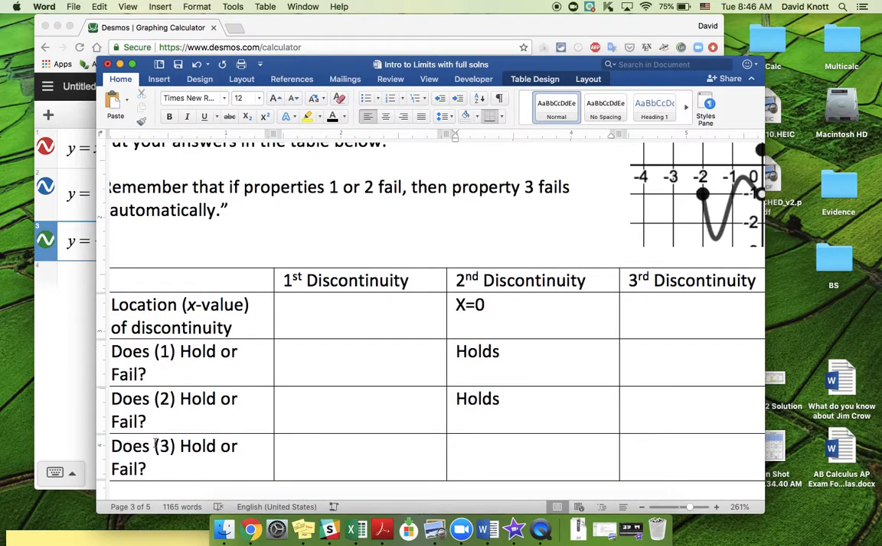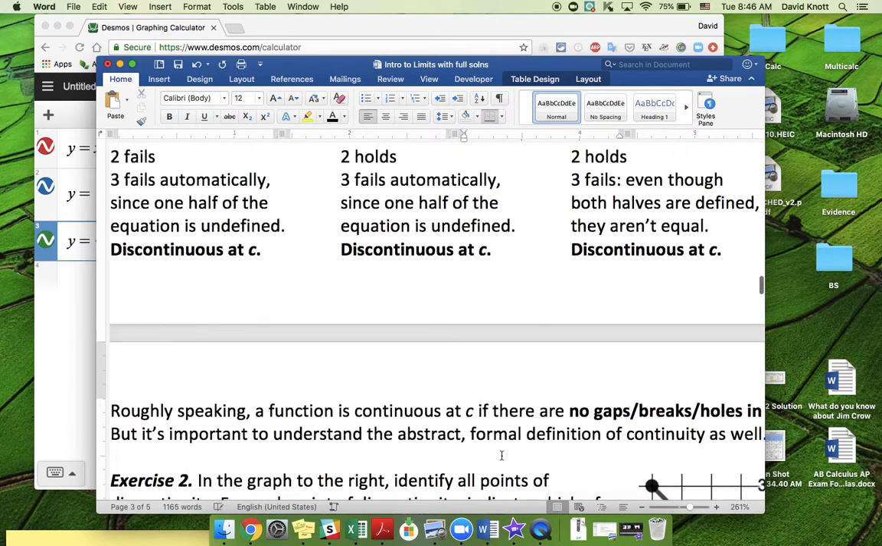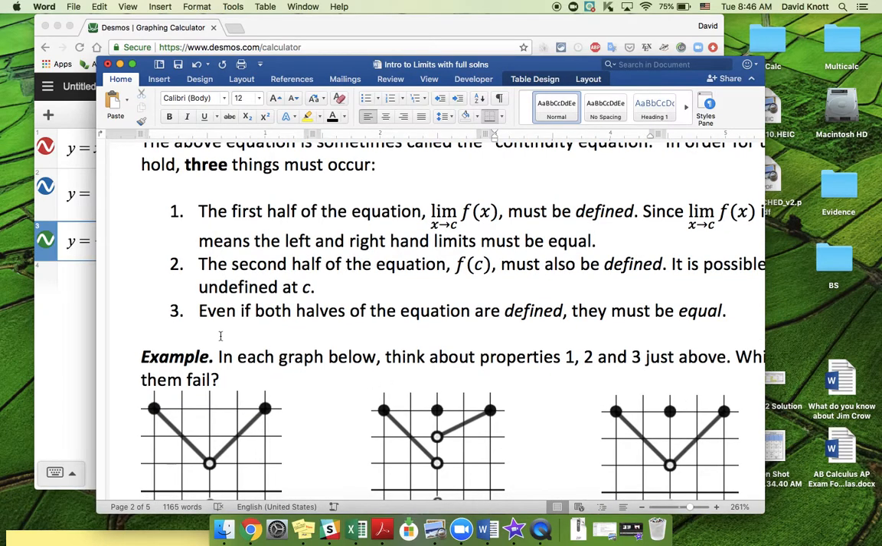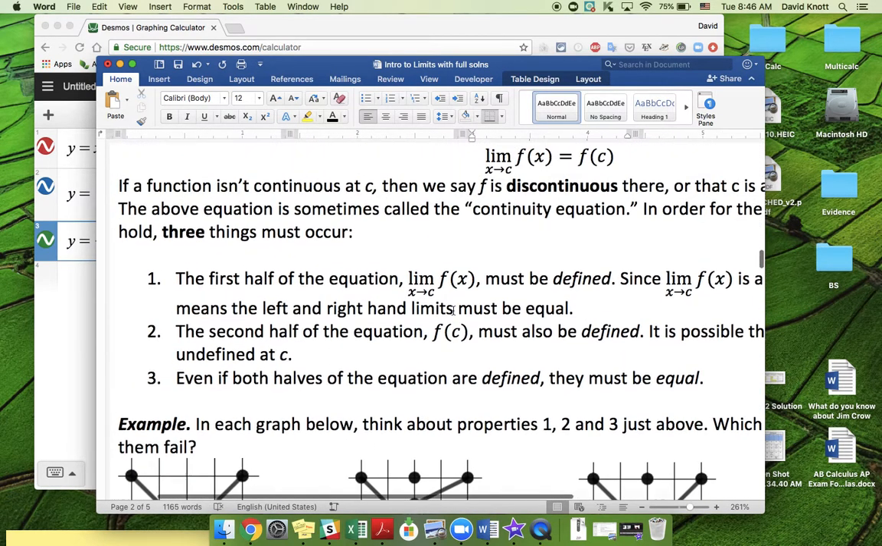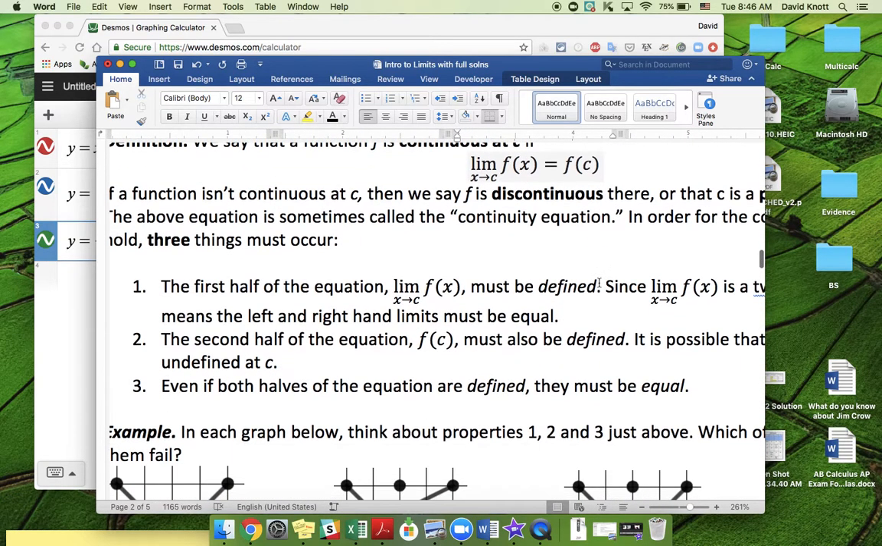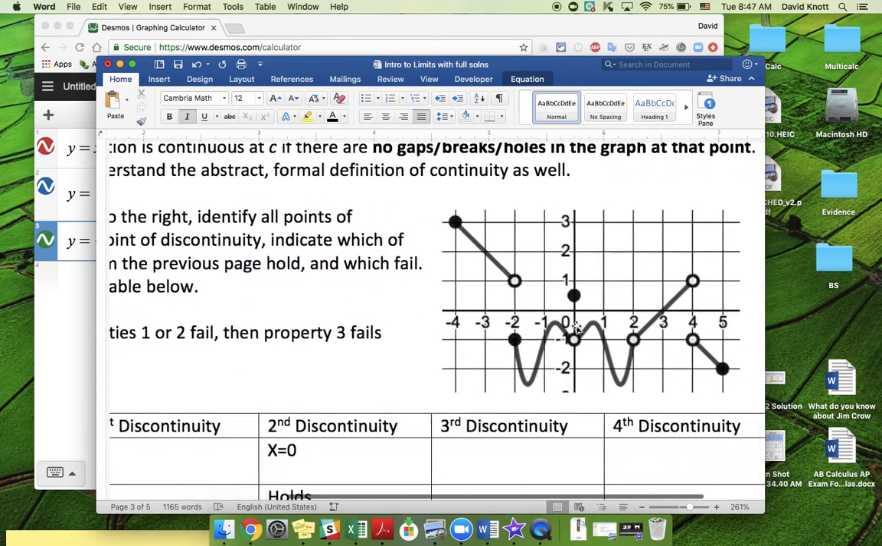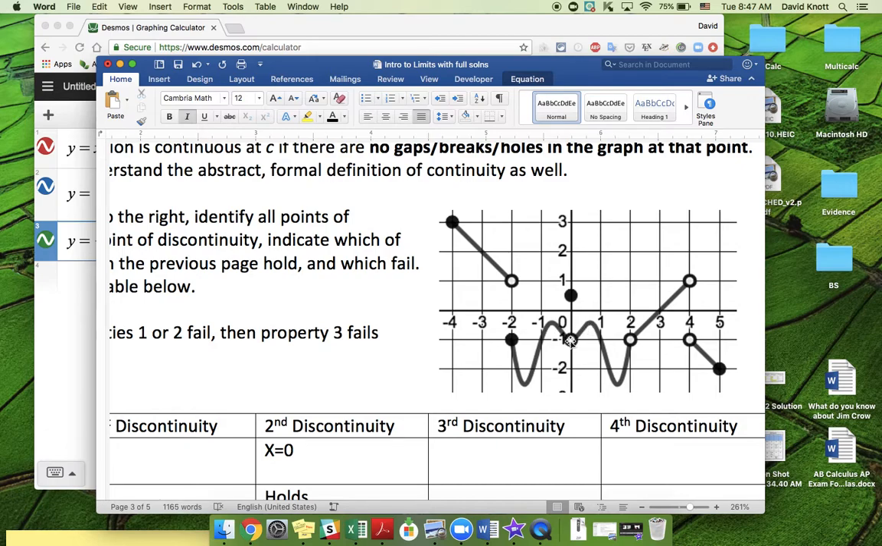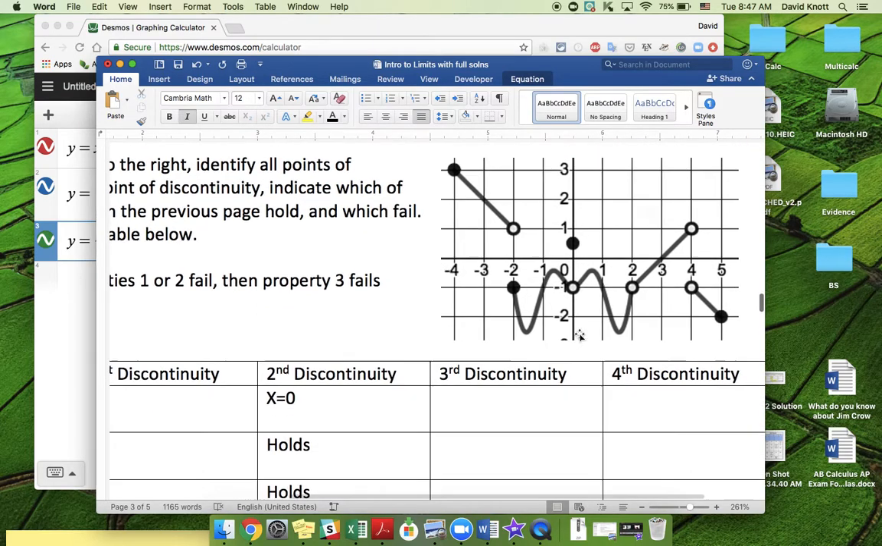And the reason for that is that property 3 fails. Property 3 is that even if both halves of the equation are defined, in other words, even if the two-sided limit is defined and the value of the function is defined at the point, these two things might not be equal. And that's what's happening here. The two-sided limit is defined. It's -1. The value of the function itself is defined at the point. It's 0.5. But those two things are not the same. -1 is different from 0.5, therefore not continuous.